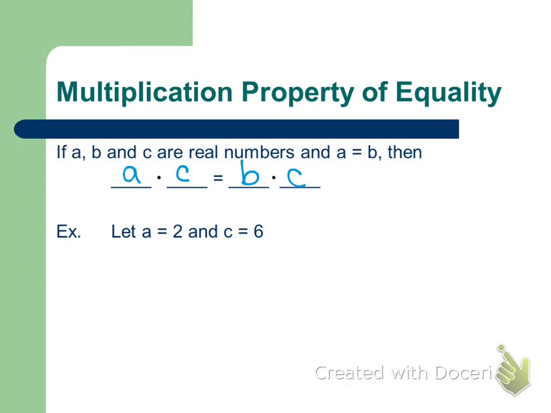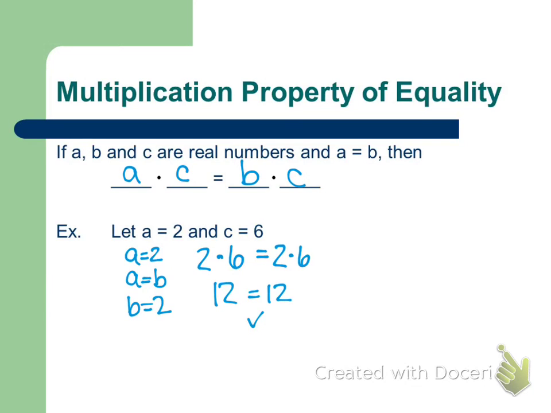So we're going to do this example a little bit differently than what we did yesterday. No, we won't. We'll do it the same. Alright, so if a is equal to 2 and a is equal to b, then what does b have to equal? B is also 2. And they tell us that c is 6. So if we plug in a times c equals b times c, what do we get on both sides? 12. And yes, that is true. So it's fine to multiply both sides of an equation by the same number.